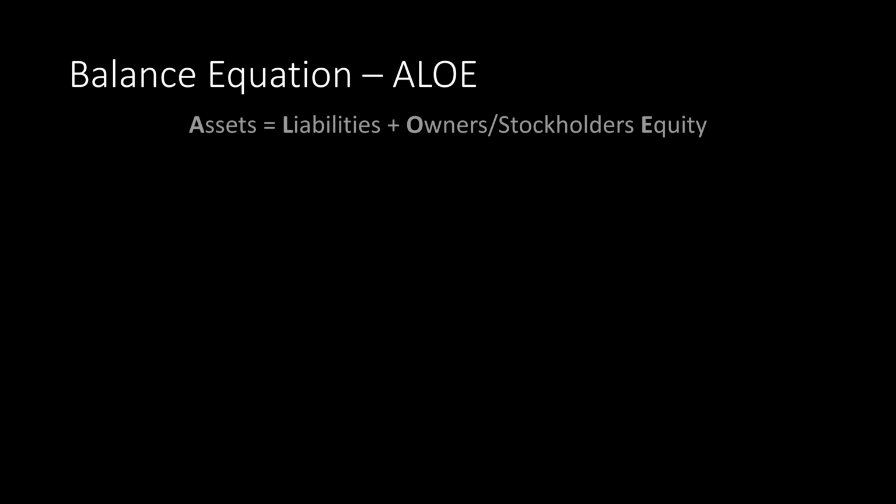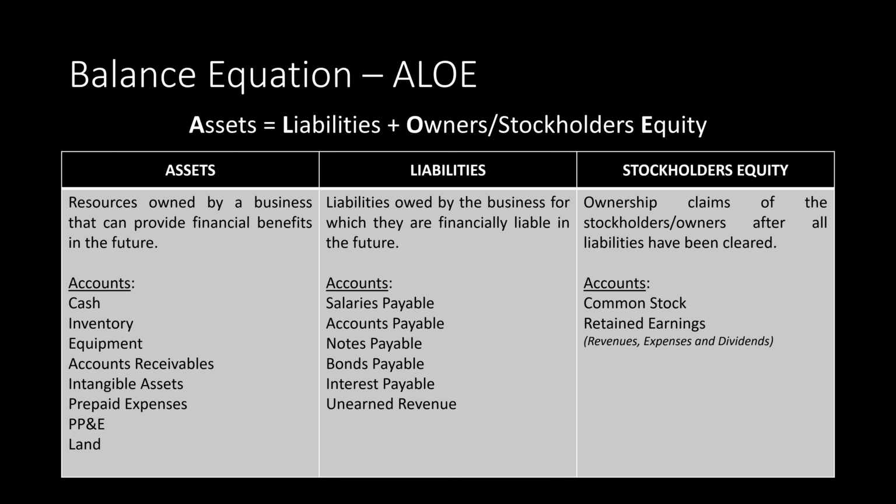Now, getting into the technical concepts surrounding accounting, we're going to look at the balance equation, which is also the basic accounting equation. It is known as the ALOE equation. Assets is equal to liabilities plus owner's equity or stockholder's equity. So the three components of this equation are assets, liabilities, and stockholders' equity.